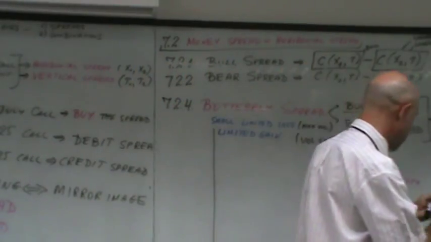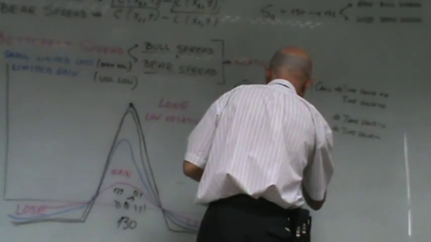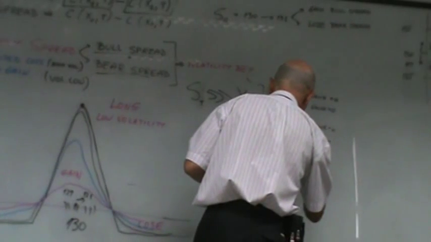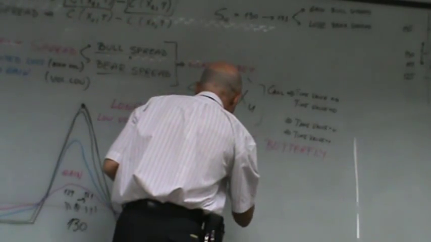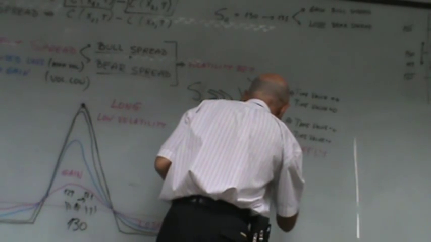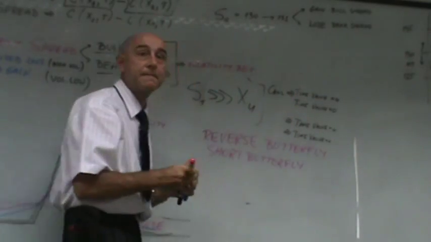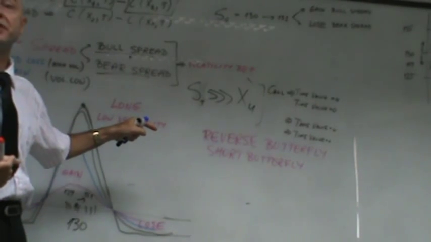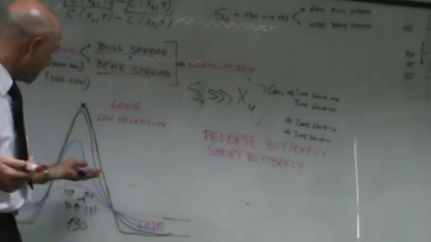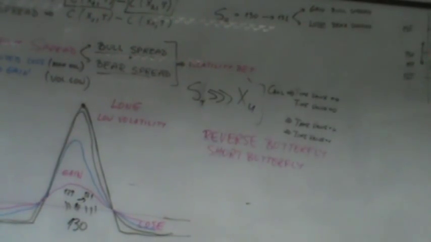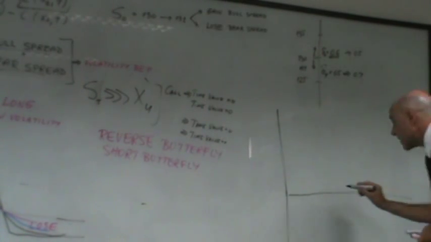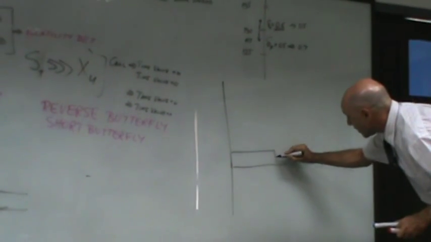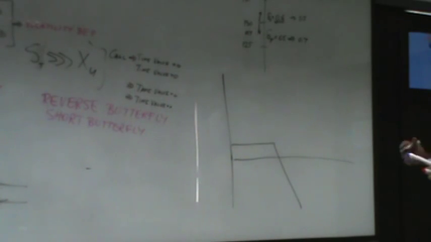You may have a reverse butterfly or short butterfly. In a reverse or short butterfly, it's going to be the exact opposite, the mirror image. So it's going to be like this. You're going to have a little bit of a gain, then you're going to lose a lot with little volatility. And then a little gain.